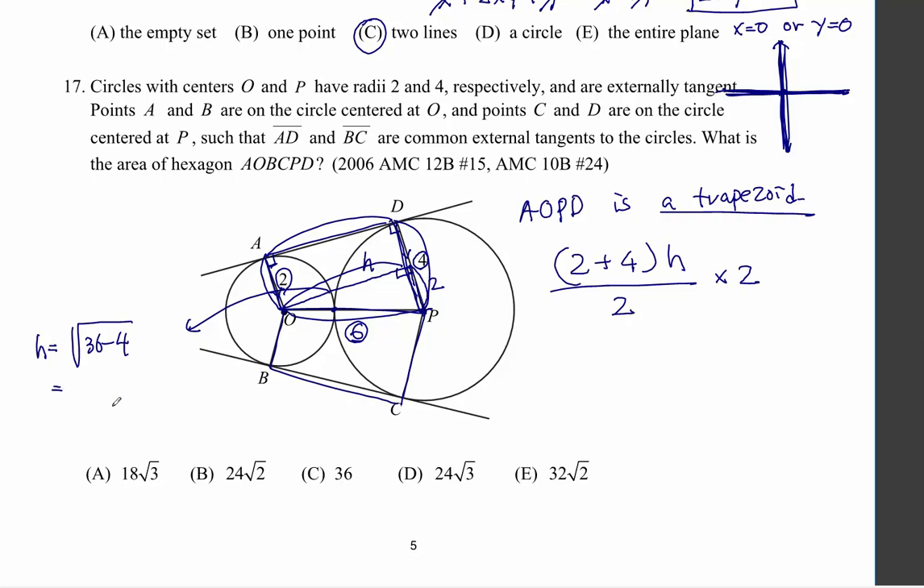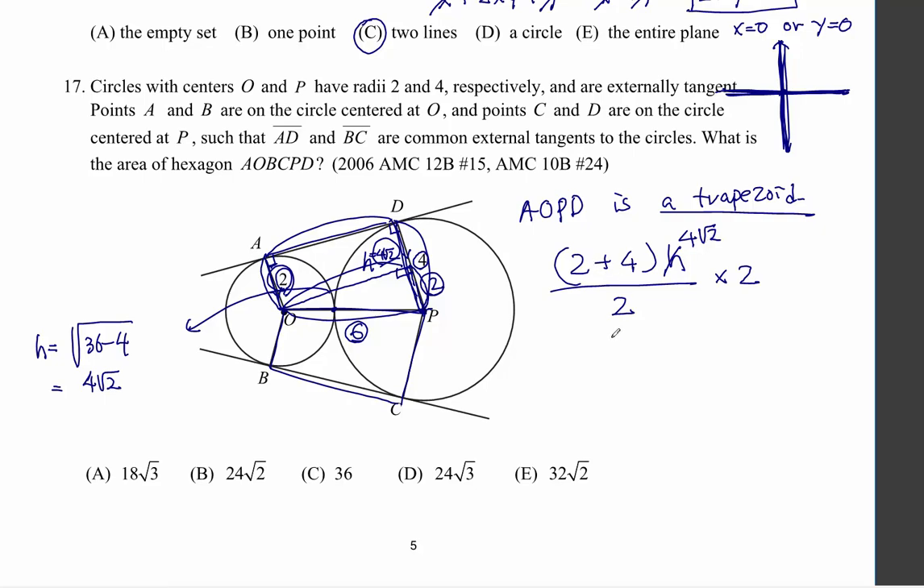Height is the square root of 32, which is 4 rad 2, isn't it? You can do that: the rectangle is 2 times 4 rad 2, and the triangle is 2 times 4 rad 2 divided by 2. That's fine, but I'm going to use the trapezoid way. So h equals 4 rad 2.